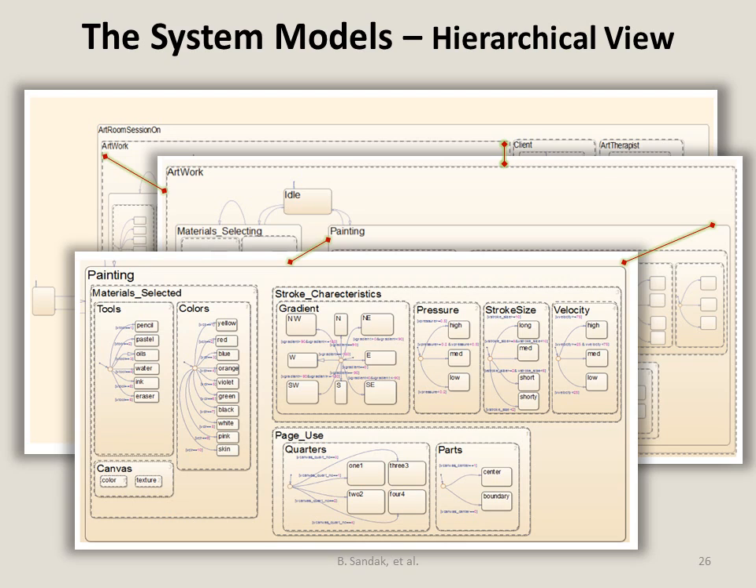The internal dynamics while in the painting state is rich, as seen in this panel. Here we use the concurrent orthogonal states: material selected, stroke characteristics, and page views. All three are active simultaneously when the artwork is being created, accounting for concurrent occurrences that are rather difficult to follow with the human eye, but are made plausible by the orthogonality construct of Statecharts within the tracking model.